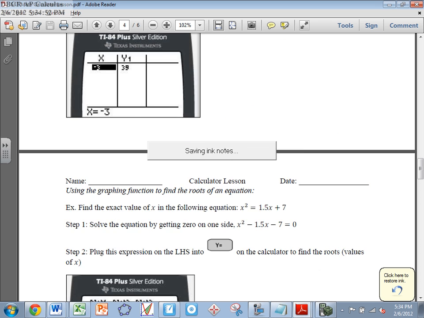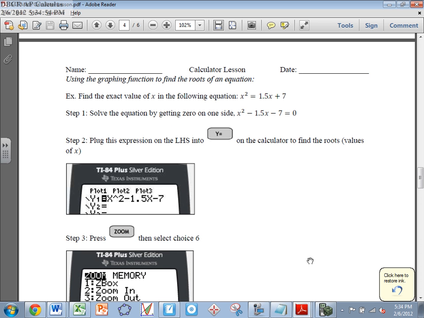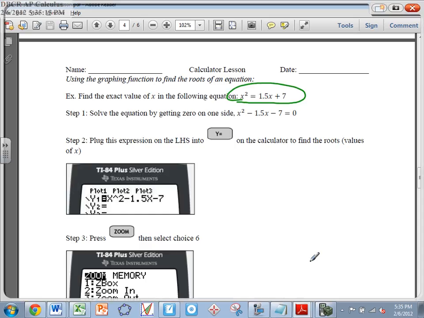All right. Using the graphing function to find the roots of an equation. This is very important. It is used very widely. You can always use this function to solve any sort of function or any sort of equation. So let's start with an example where we might be given, let's say, the exact value of x in the following equation. So looking at this one here, there are really two ways to do this.